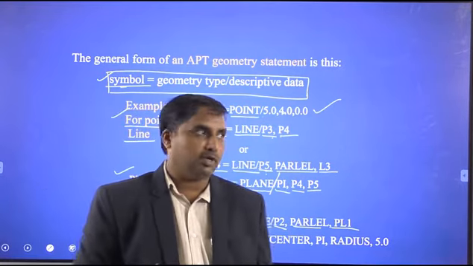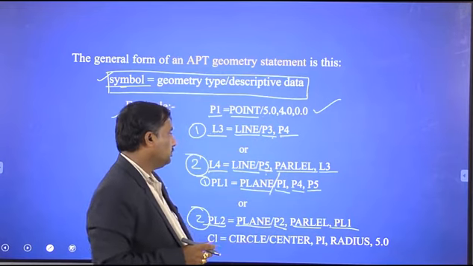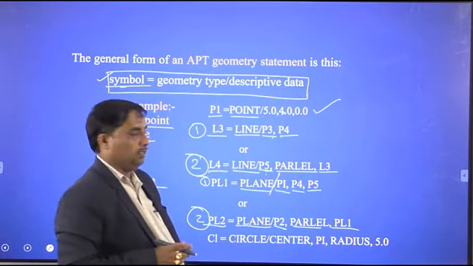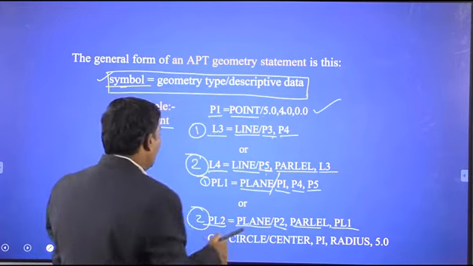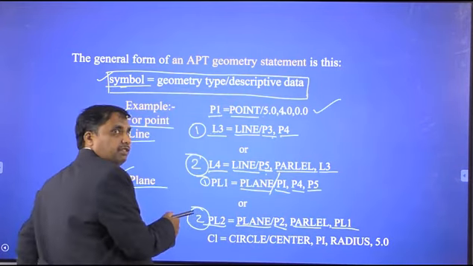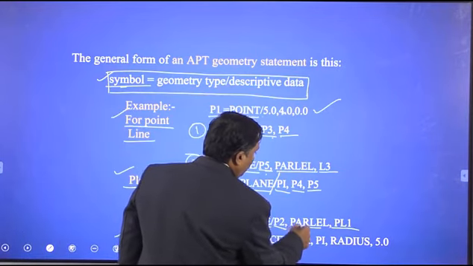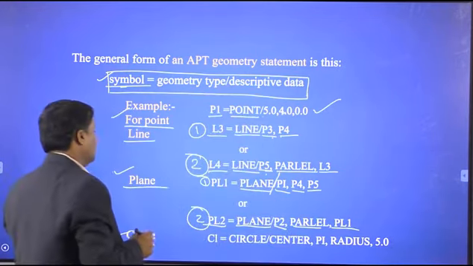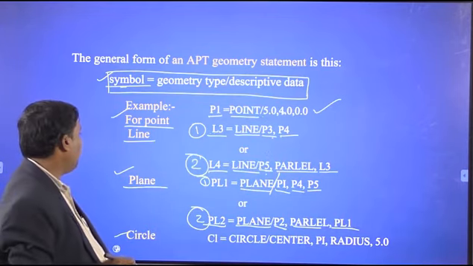Parallel, comma, plane 1. Syntax you have to remember. Here: parallel, so plane, line, point. These English words are syntax you have to remember. So the other way of defining plane 2 is plane slash passing through P2 parallel to plane 1. Okay, so there are two methods I have explained for defining the plane.